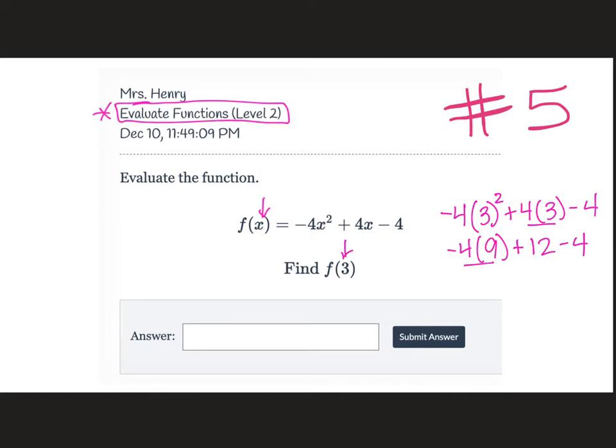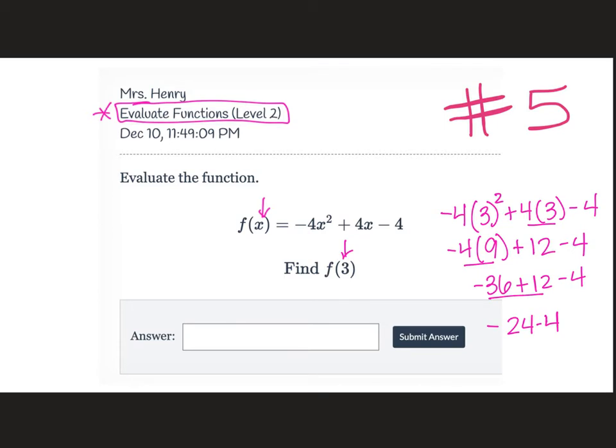So we have multiplication, addition, subtraction. We know we're going to multiply first and get -36 plus 12 minus 4. We're going to simplify left to right since it's addition and subtraction. Now be careful with this. We have a -36 and a +12. So we're actually going to subtract these and get -24.